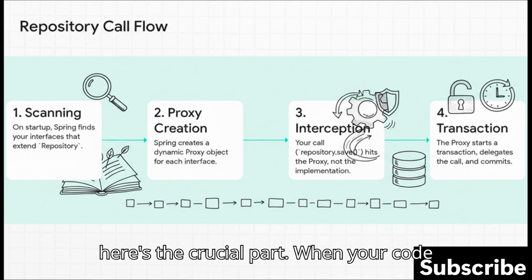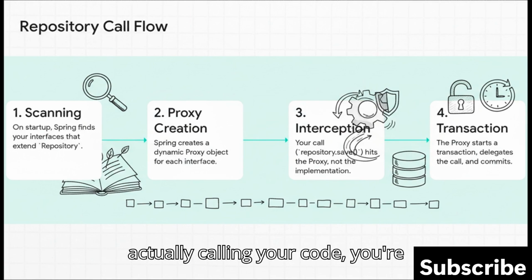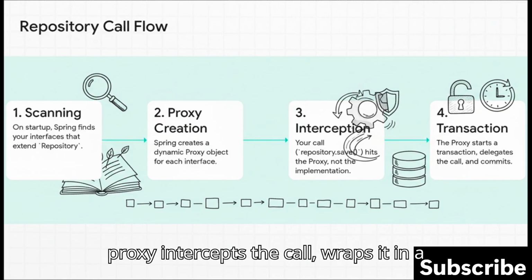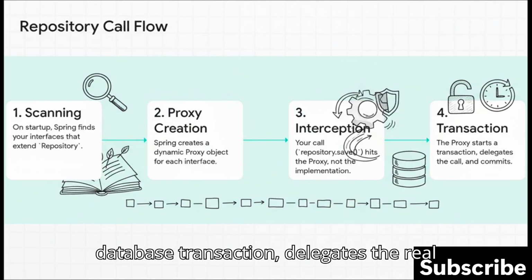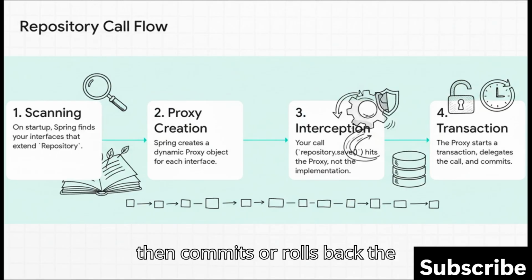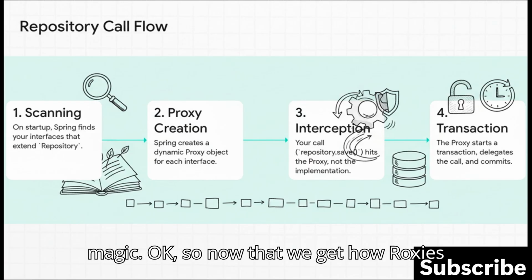Now, here's the crucial part. When your code calls repository.save, you're not actually calling your code. You're calling the proxy. And finally, that proxy intercepts the call, wraps it in a database transaction, delegates the real work to the underlying JPA provider, and then commits or rolls back the transaction. And that, right there, is the magic.